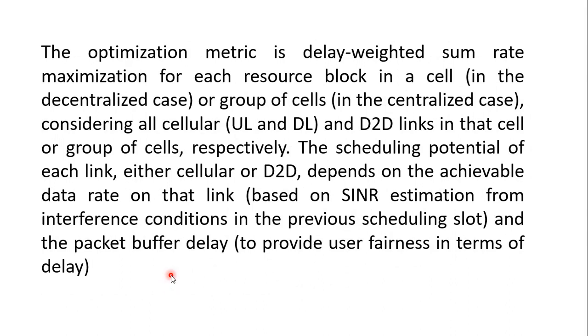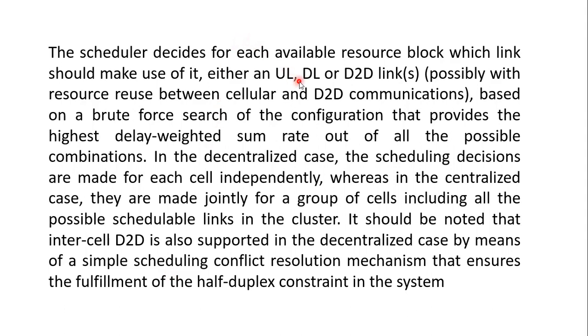So for each cell, how will we be optimizing the scheduling? Scheduling will be optimized based on delay as well as the weightage of the system, considering all the cellular links, that is uplink, downlink, and D2D link, in that particular cell that are active. The scheduler decides for each available resource block which link should make use of it, either an uplink, downlink, or D2D link, possibly with resource reuse between cellular and D2D communication, based on brute force search of the configuration that provides the highest delay weighted sum rate out of all the possible combinations.